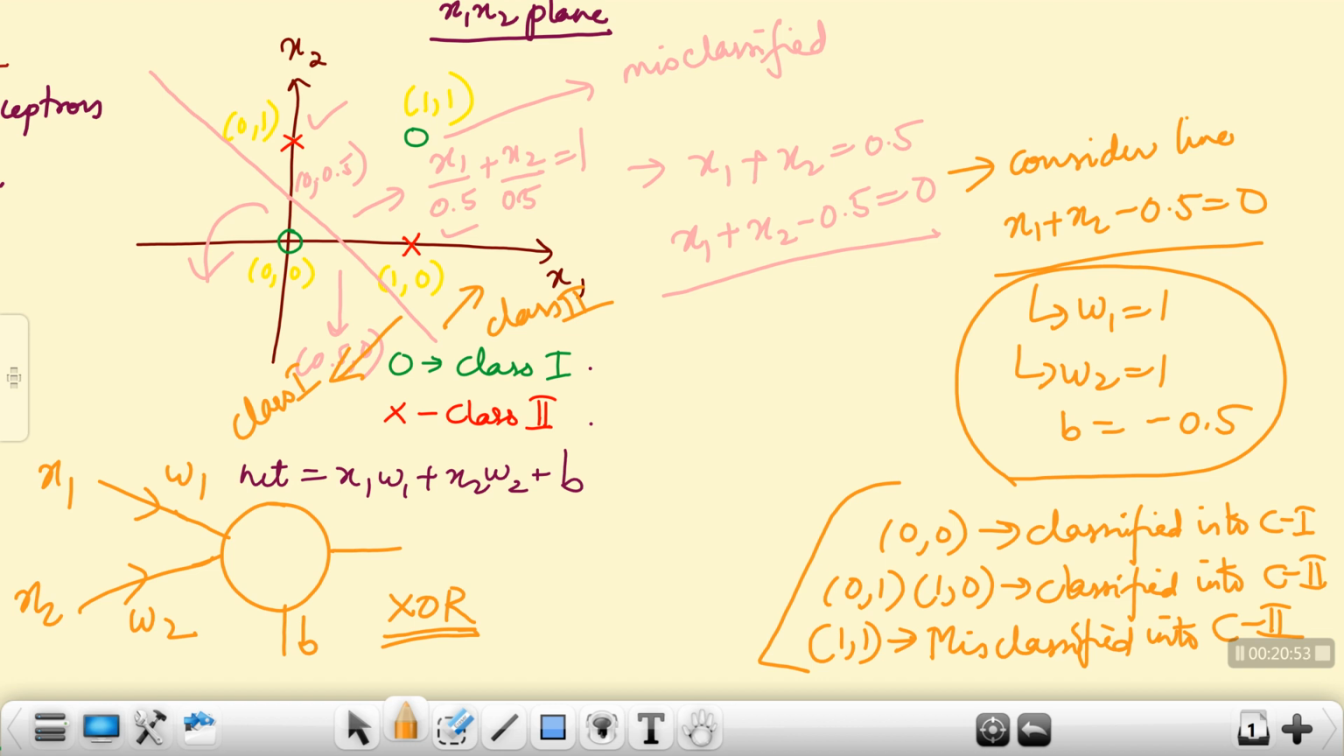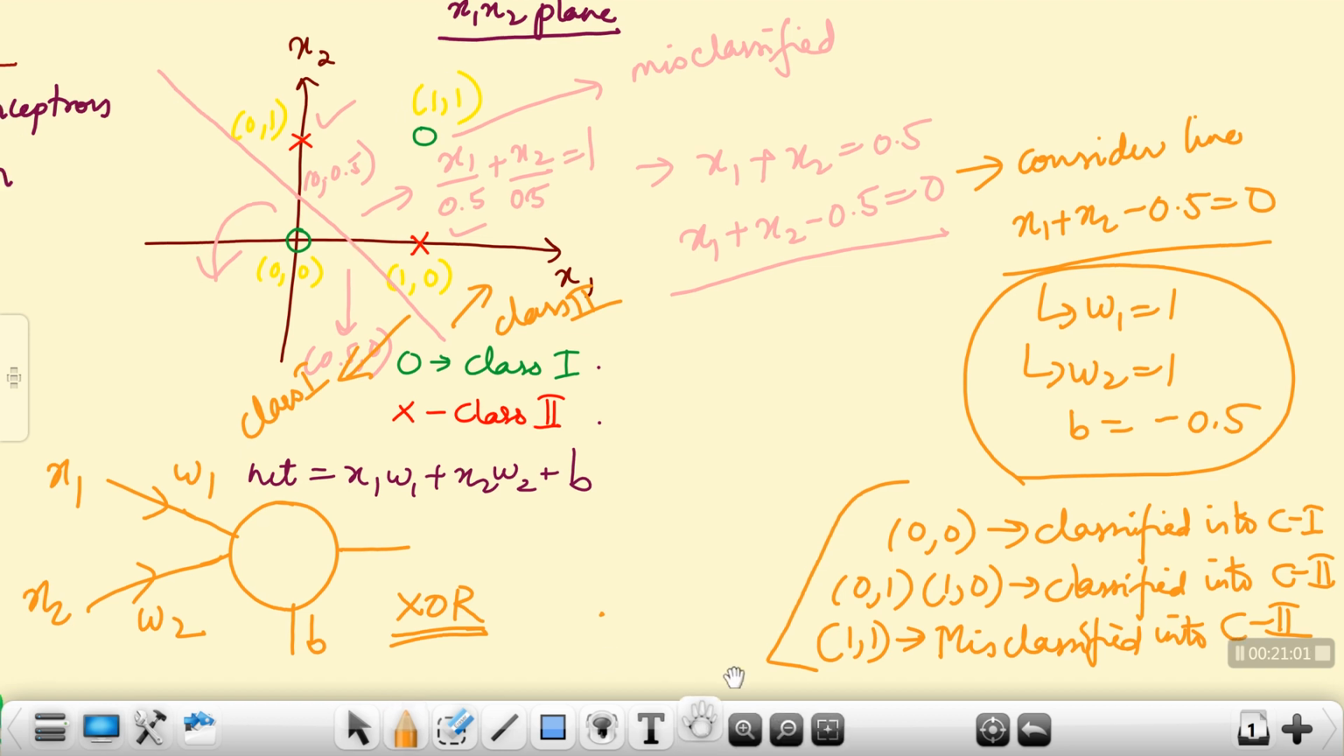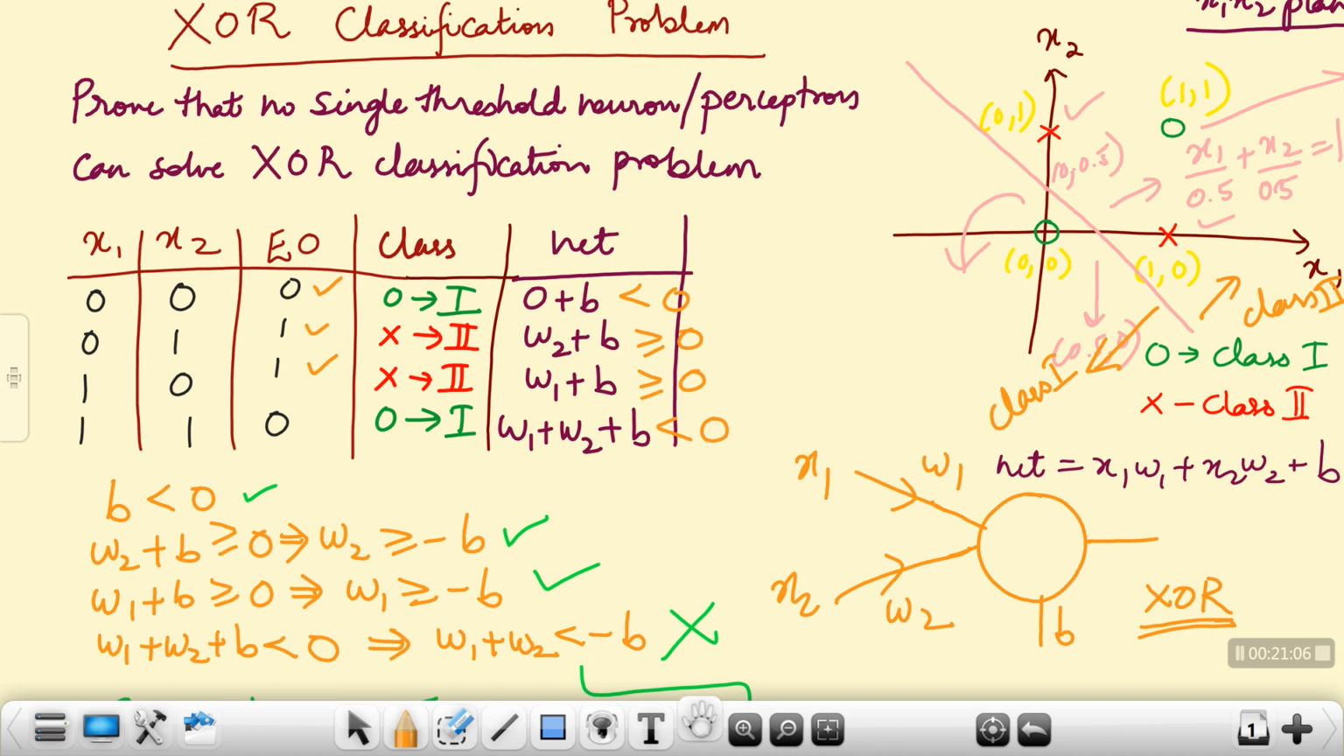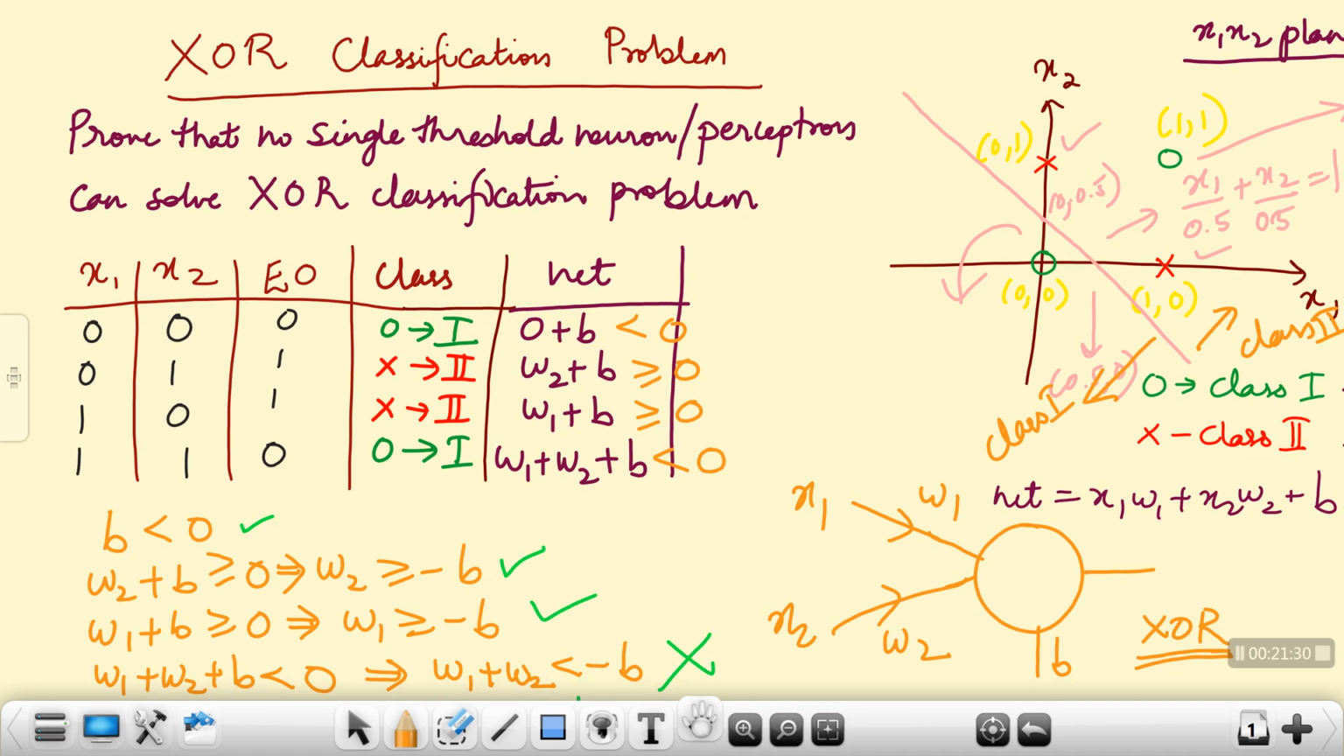The same thing holds true for XNOR classification problems. The only thing is that in XNOR the output will change. Tomorrow in the exam you may be asked XNOR. What is the difference? This will be 1001, meaning the classes are changed. This one will become class 2 and this one will become class 1. That's it. That is the only difference for XNOR. Is that clear? So next we shall see how to solve this XOR classification problem.